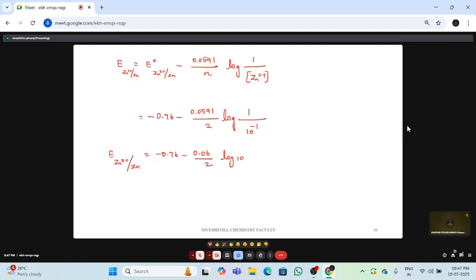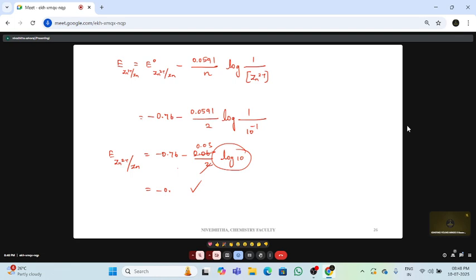Here we have log 10 and we know the value of log 10 is 1. So this is 1. And if you cancel this, it is 0.03. If you simplify these two, we'll be getting a negative value. So what is the value, Kana? It is minus 0.7.